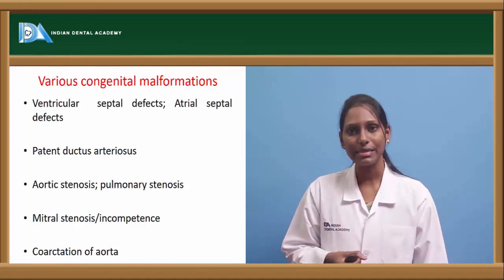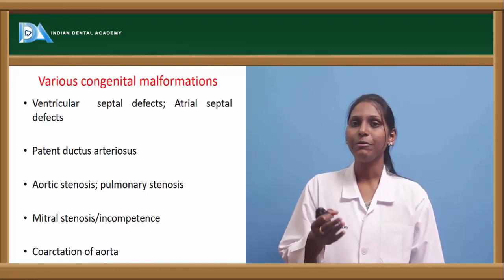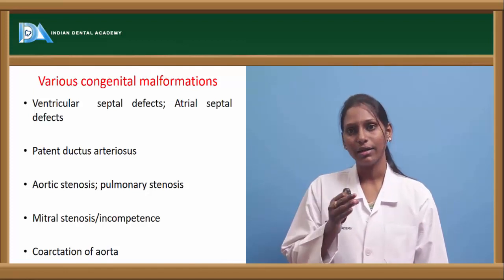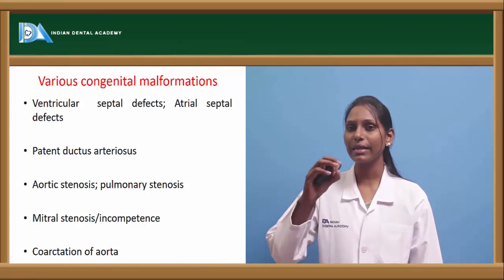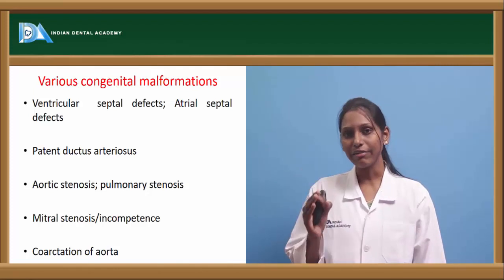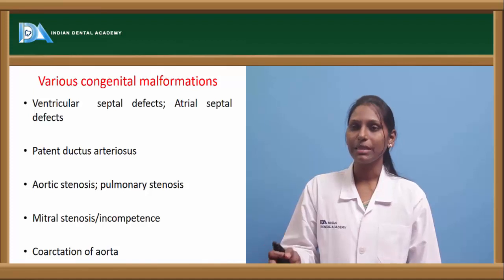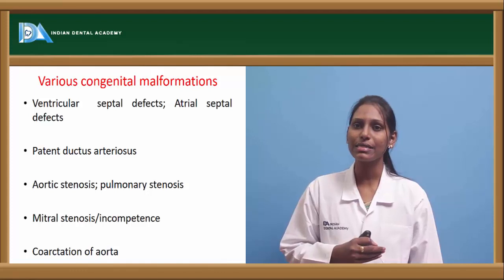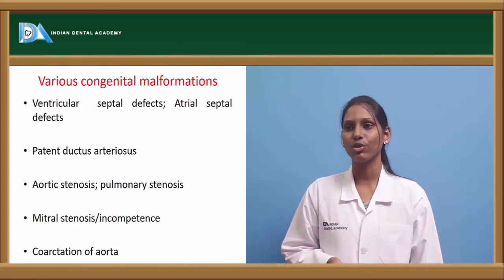There is something called patent ductus arteriosus. As we have just discussed, the placental blood enters directly to the left side of the heart in intrauterine life. Here, the pulmonary artery directly sends blood to the aorta through the ductus arteriosus. If there is a failure in closure of this ductus arteriosus even after birth, then it is called patent ductus arteriosus. There is also aortic stenosis, pulmonary stenosis, mitral stenosis or incompetence, and coarctation of aorta.